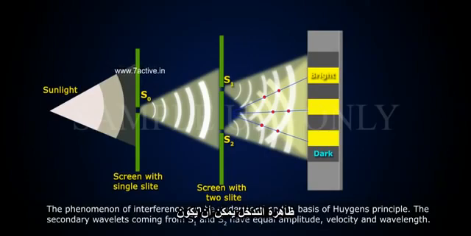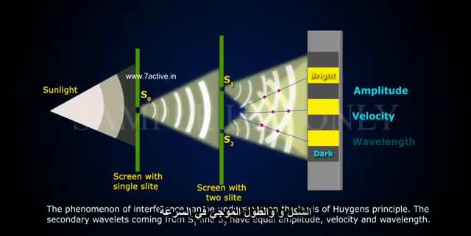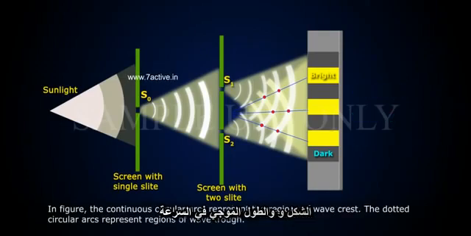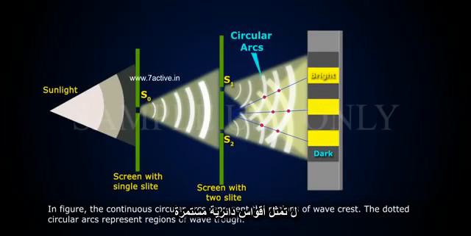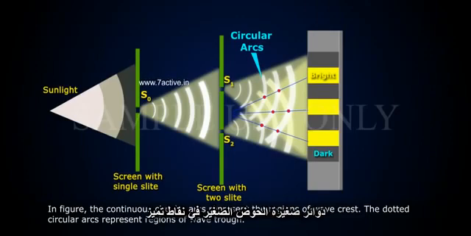The phenomenon of interference can be understood on the basis of Huygens' principle. The secondary wavelets coming from S1 and S2 have equal amplitude, velocity and wavelength. In the figure, the continuous circular arcs represent the regions of wave crest. The dotted circular arcs represent regions of wave trough.